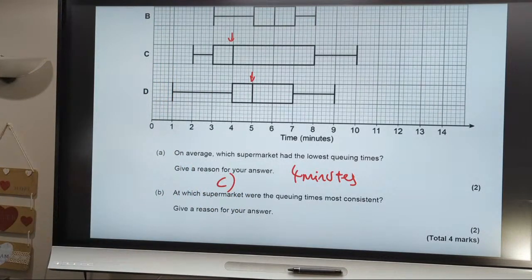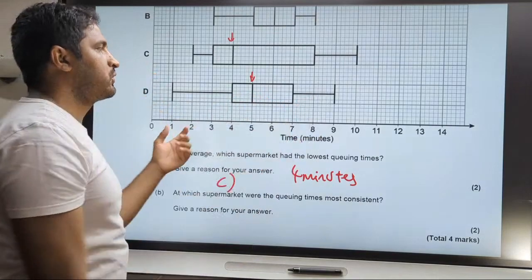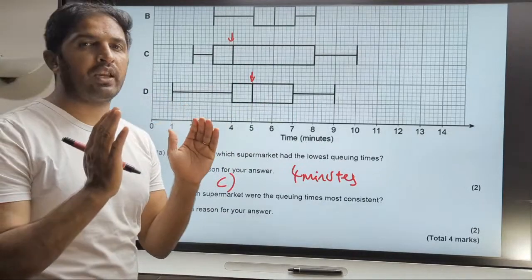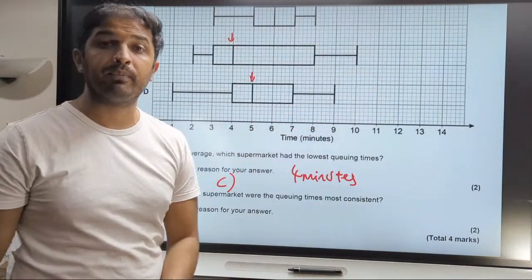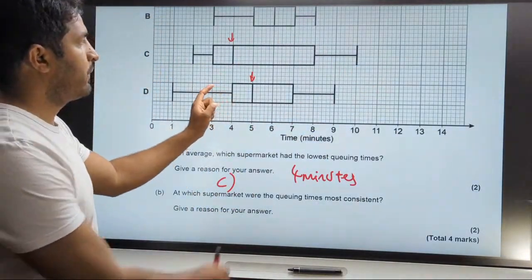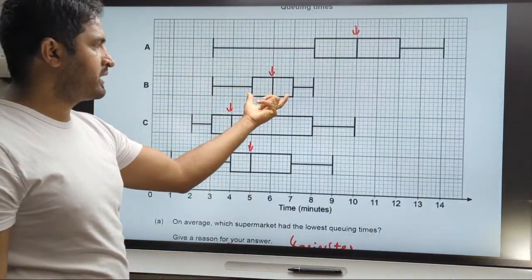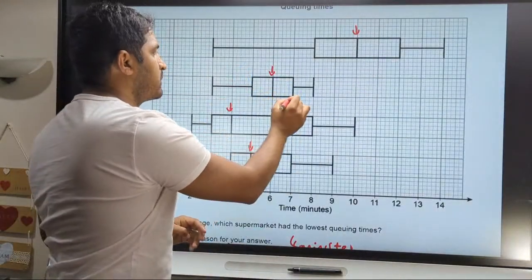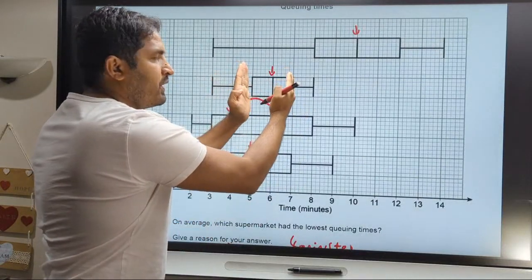B. At which supermarket were the queuing times more consistent? Consistency is measured using the interquartile range or the range. So if you've been given the interquartile range, you look at the interquartile range. So where is the middle 50% of the data condensed? Middle 50. You ignore the first 25% and last 25%, because they could be outliers. So you're looking at the middle 50%. And if you look at supermarket B, the smallest amount for the middle 50% is there. So the interquartile range is just 2. So 2 minutes is the interquartile range.